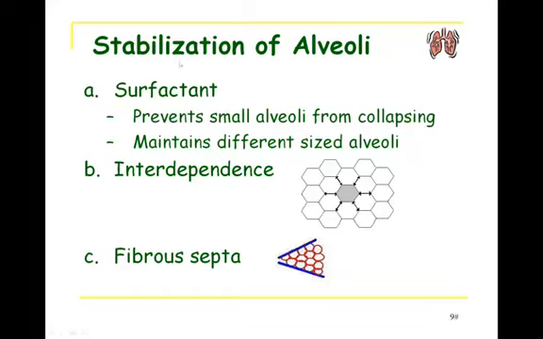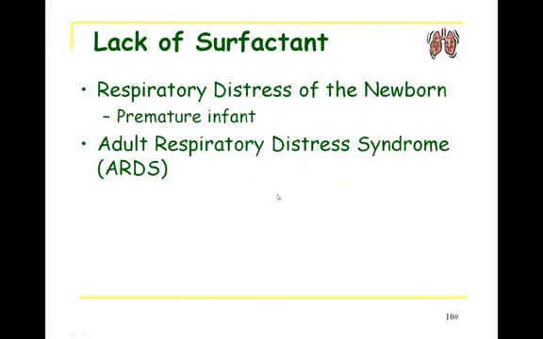So what happens is you have a lot of things in place to try to keep the alveoli from collapsing. You've got surfactant, the fact that they're all connected to each other, and these fibrosepta that connect these things or keep them from collapsing. They're structurally connected to surrounding structures. All these things help to prevent the alveoli from collapsing. Doesn't mean it never happens, because it does, but we have things in place to try to prevent it from happening. But what about if I have a lack of surfactant?